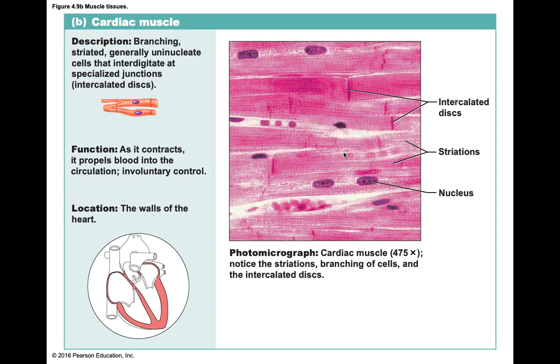And this is involuntary because, again, you cannot be like, all right, heart, time to beat. It doesn't work like that, okay? But we have our cardiac muscle here, and these tissues are, of course, located inside the walls of your heart.